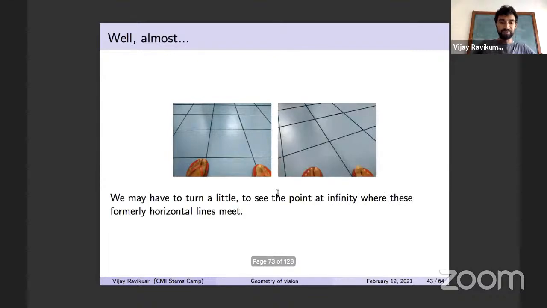Well, almost. We may have to turn a little to see the point at infinity where these formerly horizontal lines meet. So for example, in that first image, it's not quite the case that any two lines intersect in a point. If we look at the horizontal lines, they just keep going and they actually seem parallel. But if we turn our head a little bit, suddenly they start meeting in a point. So if you allow yourself to wobble a little bit, any two lines will meet at a point.